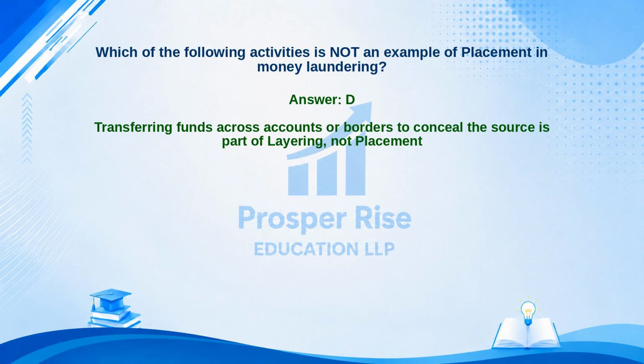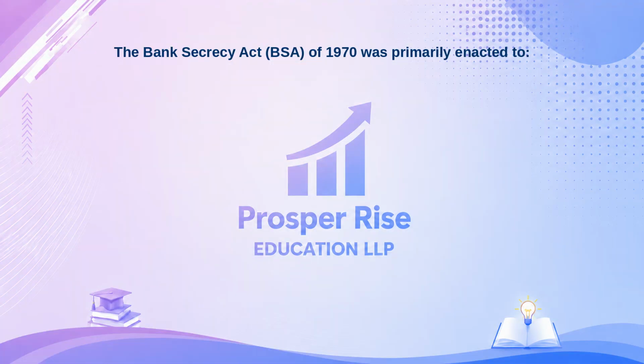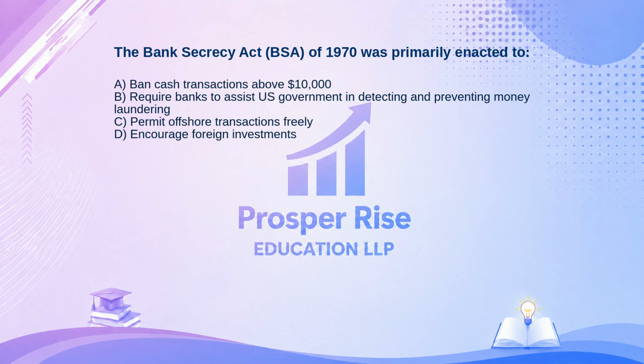Let's see why. Transferring funds across accounts or borders to conceal the source is part of layering, not placement. Here is another practice question. The Bank Secrecy Act, BSA, of 1970 was primarily enacted to. Here are your options. A. Ban cash transactions above $10,000. B. Require banks to assist the U.S. government in detecting and preventing money laundering.